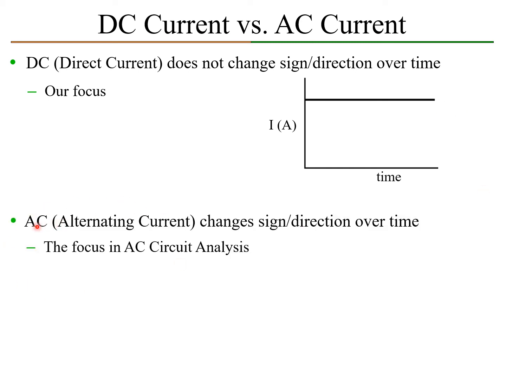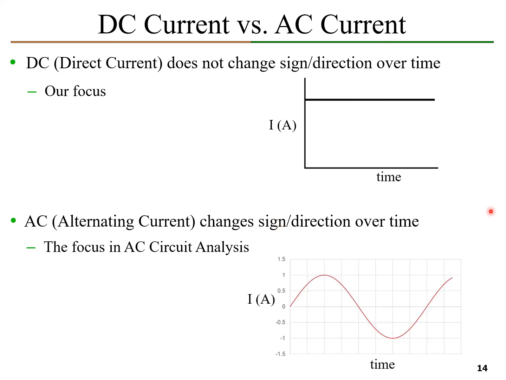Now, alternating current or AC current, the focus of AC current analysis, changes sign or changes direction over time. In this picture, we plotted current on the vertical axis and time on the horizontal axis. The current starts out going positive and gets more and more positive, but it's still going in the same direction. Let's say it's going to the right. At this instant, it's just more current going to the right. At this instant, the current is still positive because it's above zero, but it's a lesser amount. At this point, we have less current flowing to the right, but it's still positive.